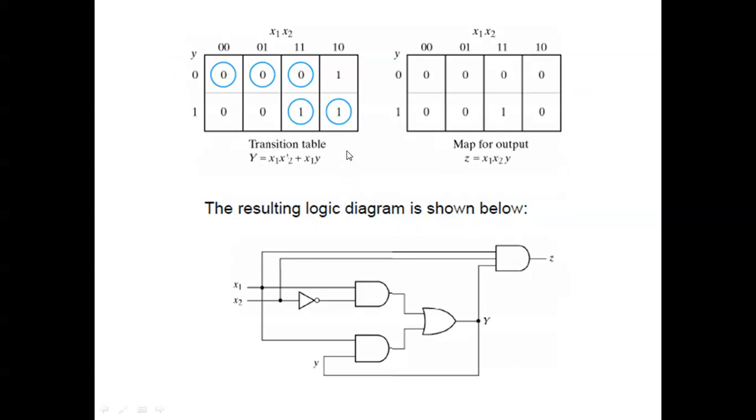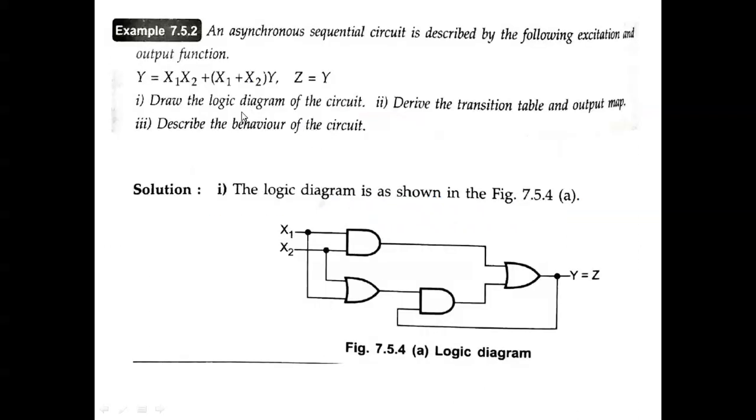So this is basically analysis of the circuit. You see this example, asynchronous sequencer circuit. Describe the following. Given the value y is equal to some value z, there are two equations. The first one is to draw the logic diagram and derive the transition table and output map, and describe the behavior of the circuit.